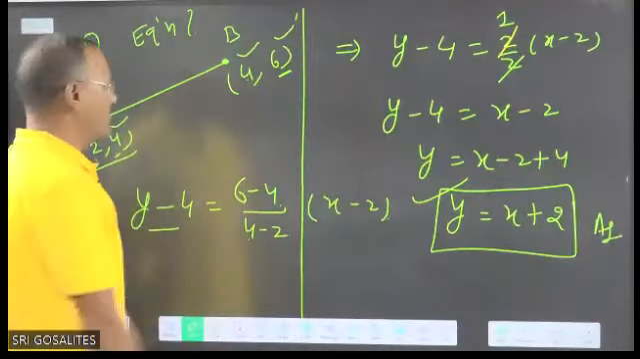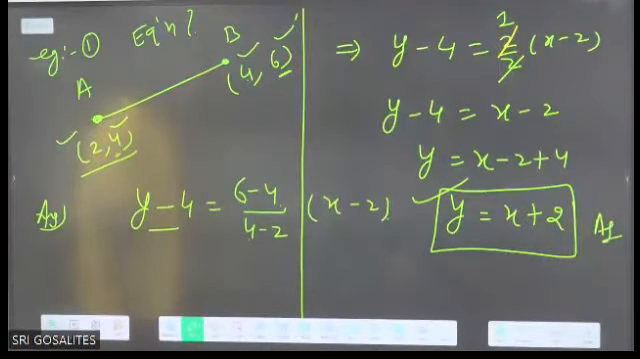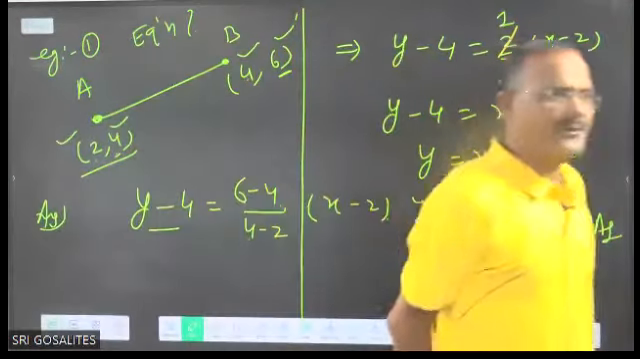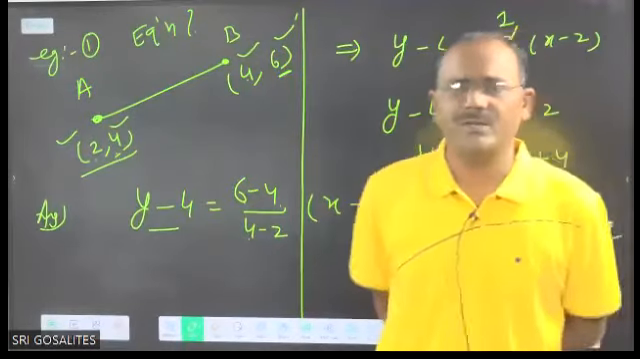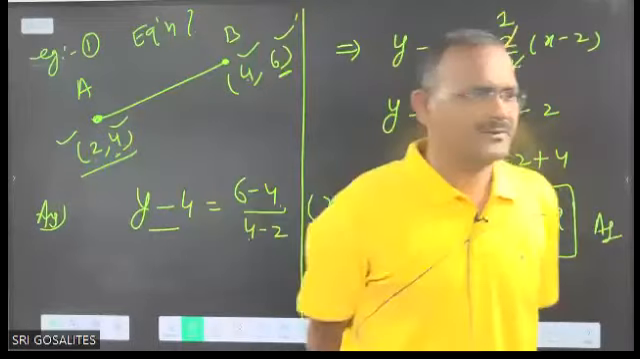Theta is 45, of course. Slope is 1. So if any 2 points are given, then the equation of the line joining them can be written as y minus y1 equals (y2 minus y1) over (x2 minus x1) into the bracket x minus x1.